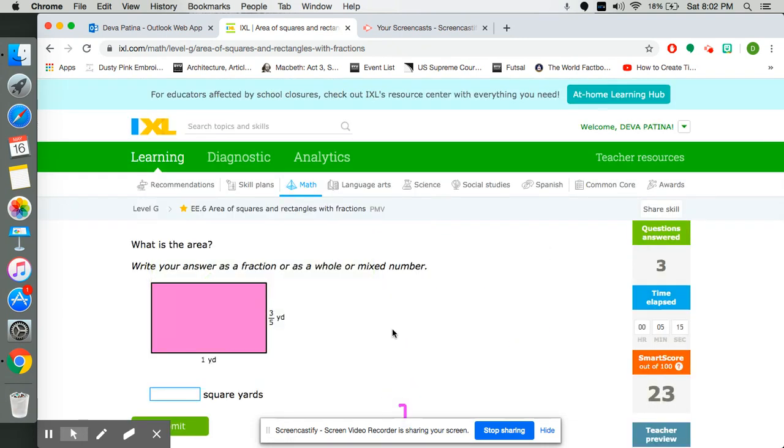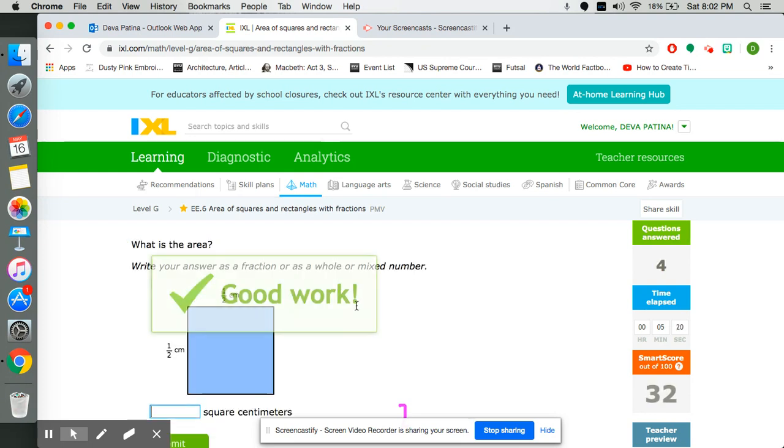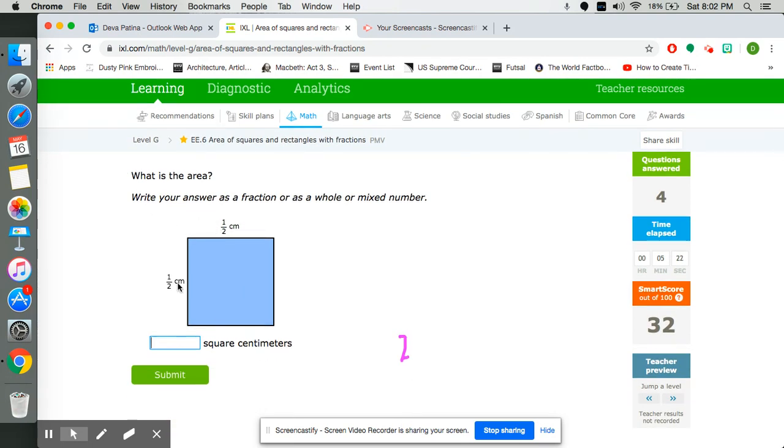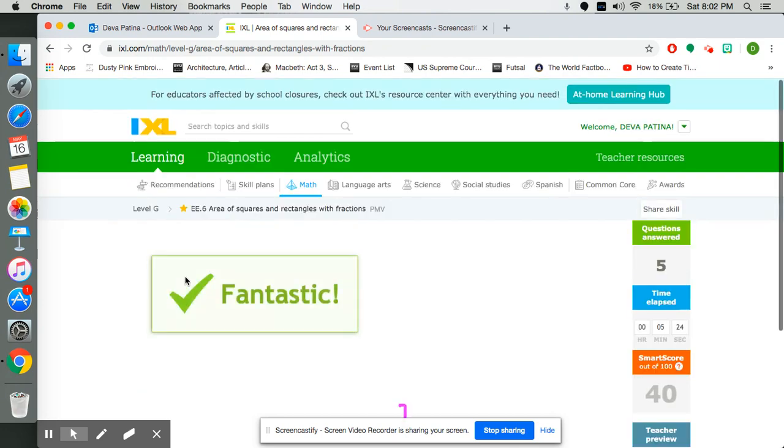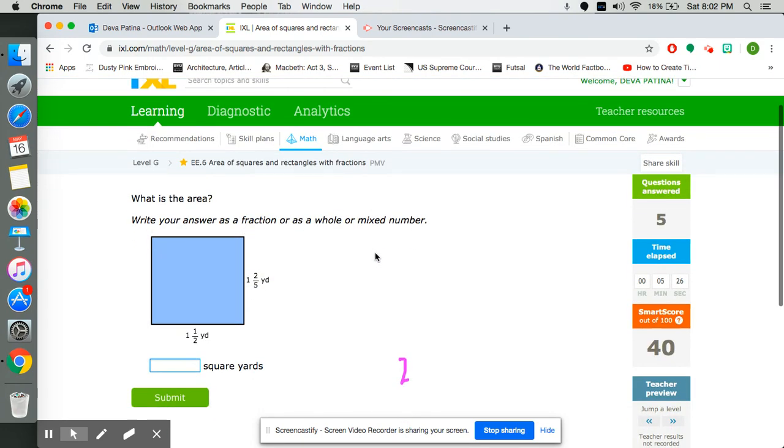Great. This one, 3/5 times 1 is just 3/5. 1/2 times 1/2 would be 1/4. Okay, this one is a little bit more difficult, so I'm going to do this one with you.